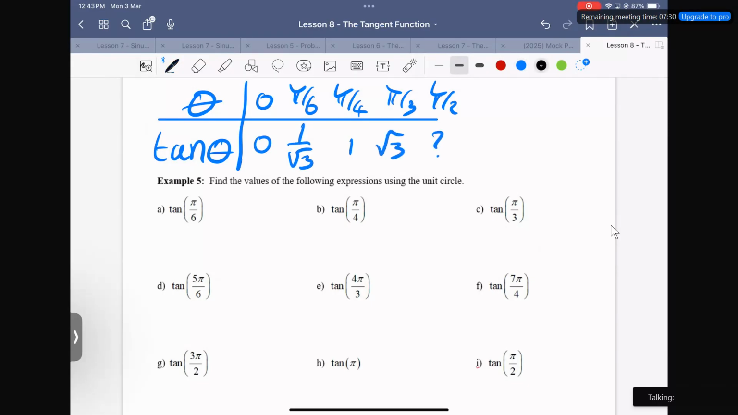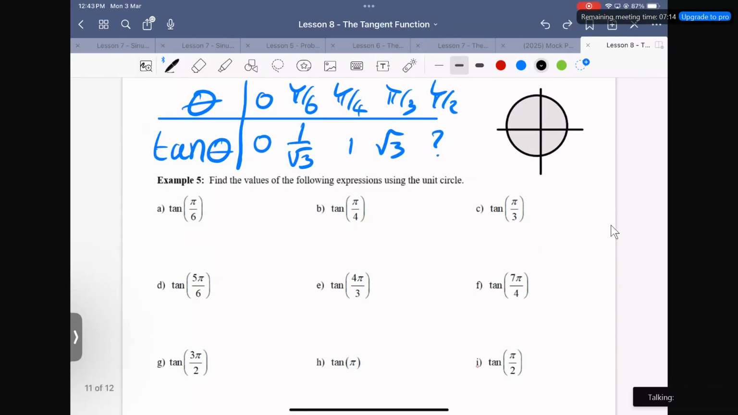Next, sketch yourself a little unit circle, like this one, and just look at where they're going to be. Let me take one, for instance, I'll take D here. So D is at 5 pi over 6. Where is that going to be? 5 pi over 6 is just less than a whole pi, so it's going to be here.